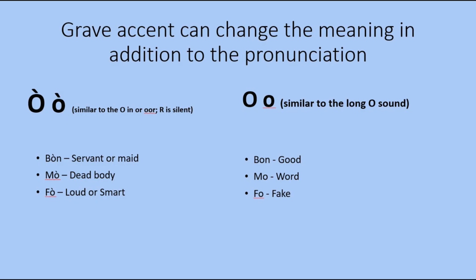Okay, so when you have bon without the accent, it means good, like the food is good, right? Manger à bon, right? Then you have mo, right? Without the accent is mo, because remember, without the accent, we're using the long O sound, right? So it's mo, which is a word, right? But once you add the accent, it's mò. Mò is a dead body.